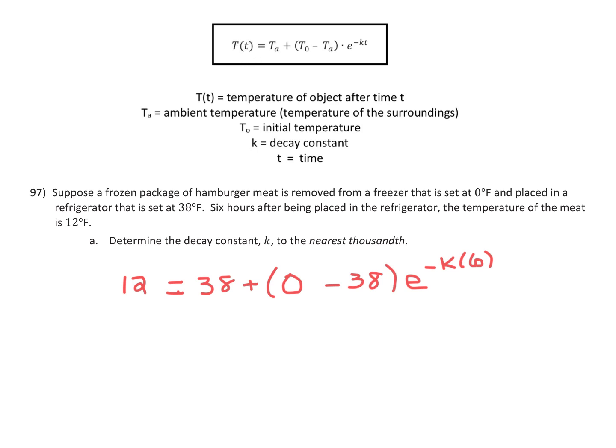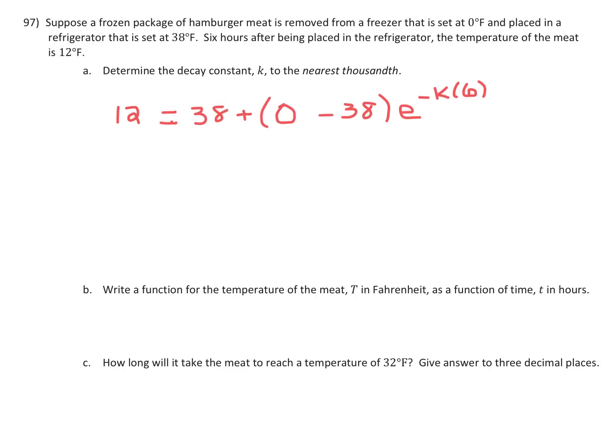All right, now we're just going to solve this. First I'm going to subtract 38 from both sides of the equation. So 12 minus 38 would be negative 26. Oop, my pen's not working here. Here we go. And then right here, 0 minus 38 is negative 38. So I'm going to bring down negative 38 e to the... Now, instead of writing negative k6, isn't that just negative 6k? Isn't that normally how we would see it? So I'm going to write negative 6k power.